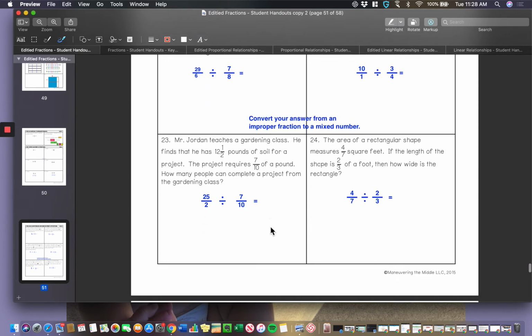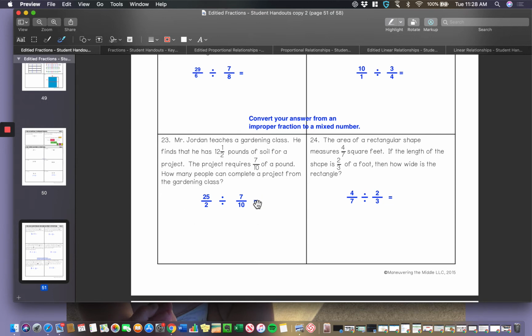All right, number 23. Mr. Jordan teaches a gardening class, and he finds that he has 12 1/2 pounds of soil for a project, and that project requires 7/10 of a pound. How many people can complete a project from the gardening class? Well, if I have 12 1/2 pounds of soil, and for the project I only need 7/10 of a pound, how many people can complete the project from the gardening class?